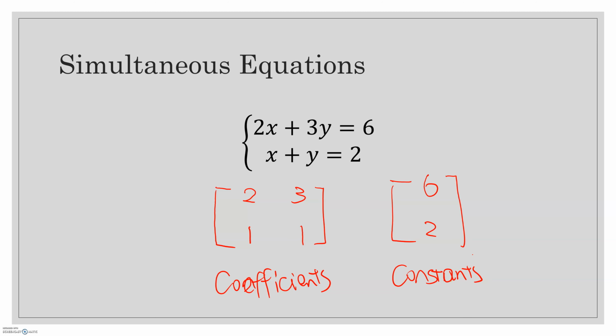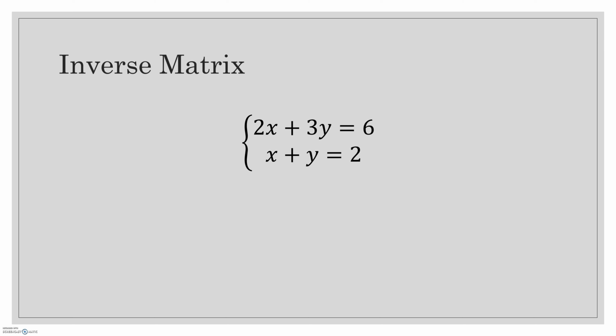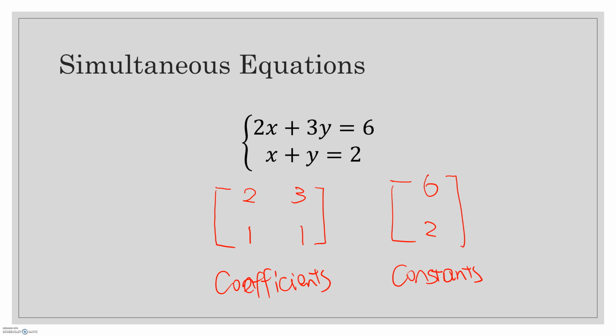Okay, so with these two matrices, I will be able to apply a very interesting trick to solve this simultaneous equation, meaning to find the values for x and y. How do I do that? I will need to use the idea of the inverse matrix. We will need to inverse the first one. So we have 2, 3, 1, 1.